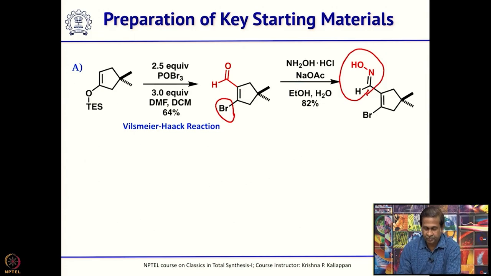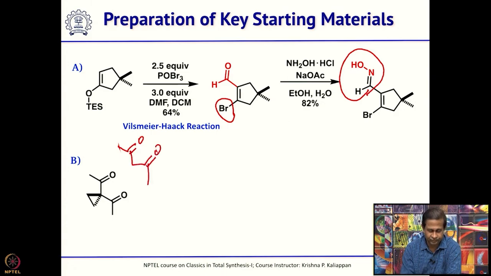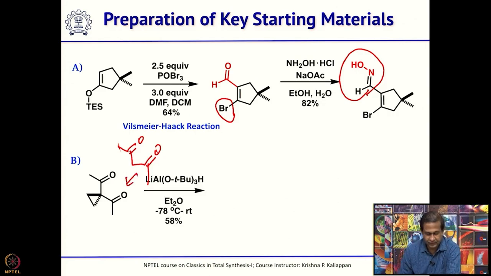Now you have bromine, and that bromine should be exchanged with lithium. So best way to do is tertiary-butyl lithium. I will come to that later. And before that, the other fragment, it is very easy to make from the corresponding 1,3 diketone, acetylacetone. Okay. Then you do cyclopropanation, you get this. It's also commercially available.